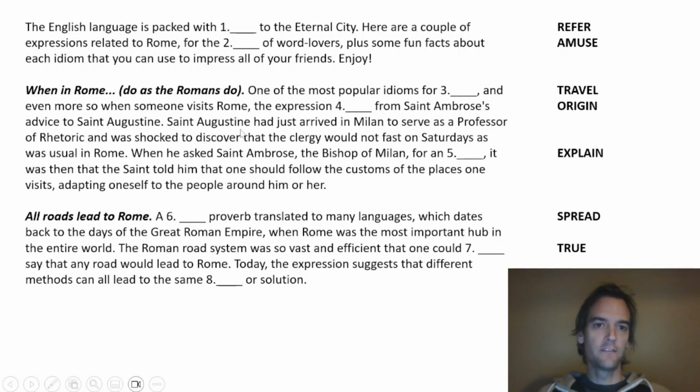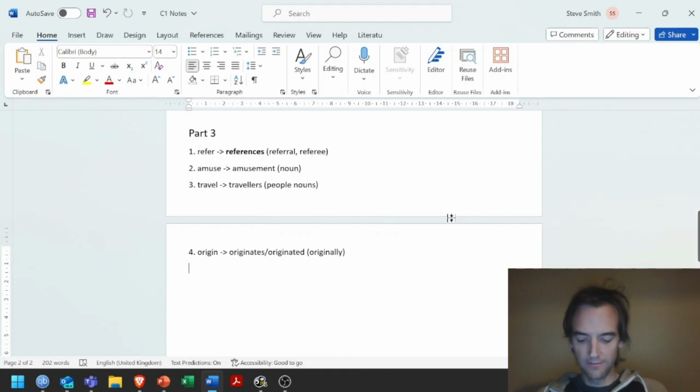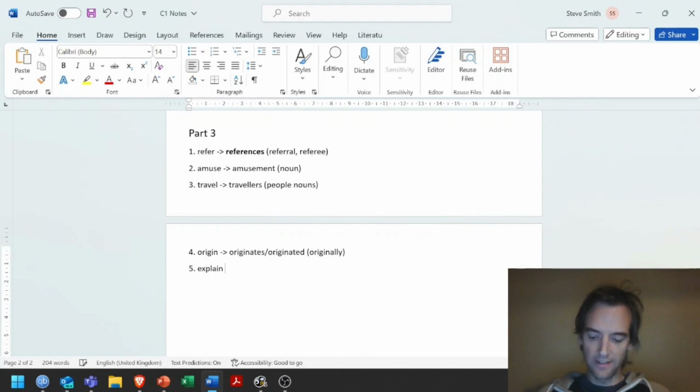Number 5. They were not fasting. Why were you not fasting? Well, the explanation. Explain. Slightly irregular, isn't it? Because we lose the I and we say explanation. That's why it's on the exam, because it's irregular. Are there any other words that would come from explain? I'm not sure about that, not off the top of my head. Maybe I'll think of some later, but not right now.